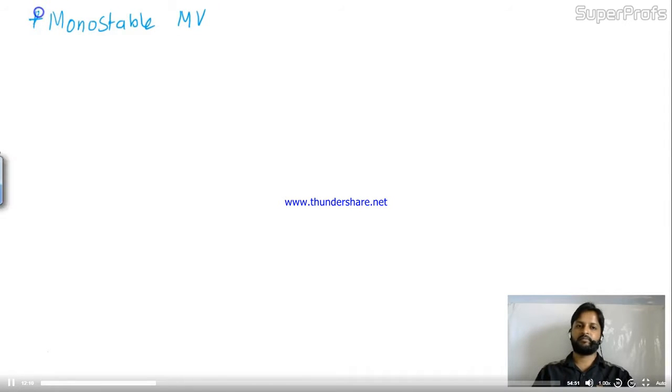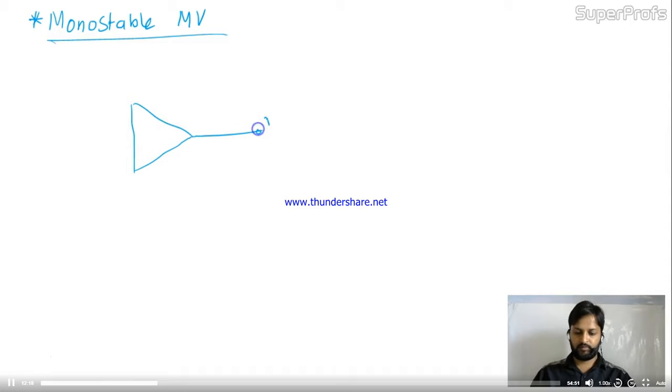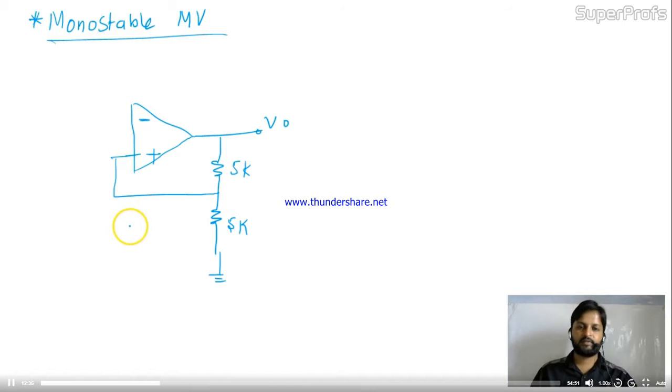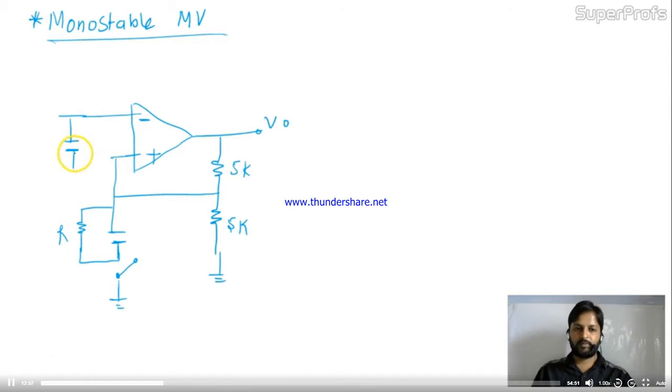Monostable multivibrator. Okay, so let me draw the circuit first. Here is the output, with 2 resistors, let's take 5K. Here it's connected with the positive terminal, like this. Here it's connected with a capacitor, which is grounded. Over here, along with the capacitor C, I have one diode also, in this way. This is the diode, and this terminal is grounded.